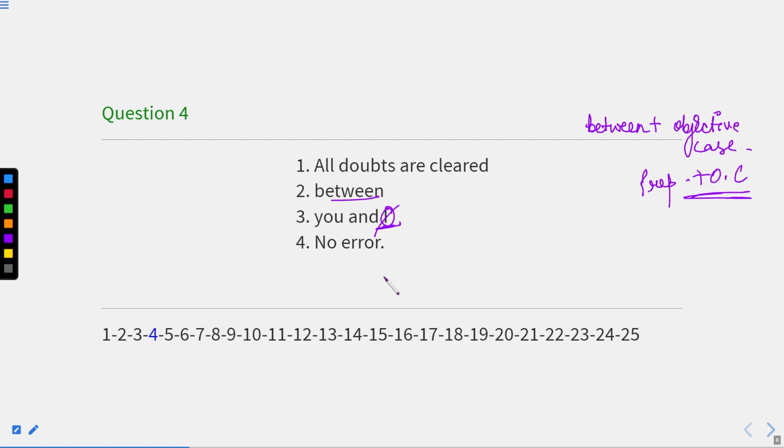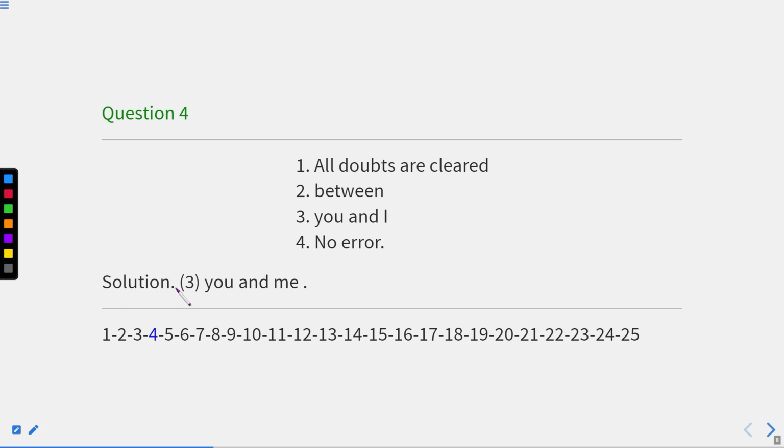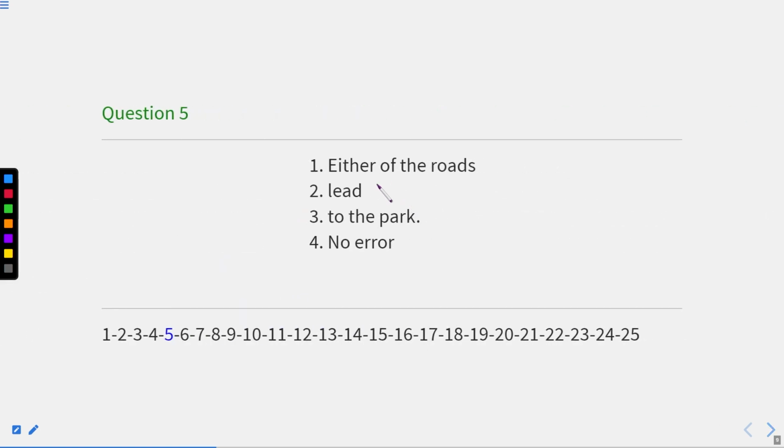Now this between is of course a preposition, and after a preposition we can only have objective case of pronoun. Therefore this I should be replaced with me. So the error is in part 3, where it should be written you and me, not you and I. So this I should be replaced with me. Okay, so this third part will be the correct answer. I hope this much is clear to you all. Now let us move to the next one, that is question number 5.